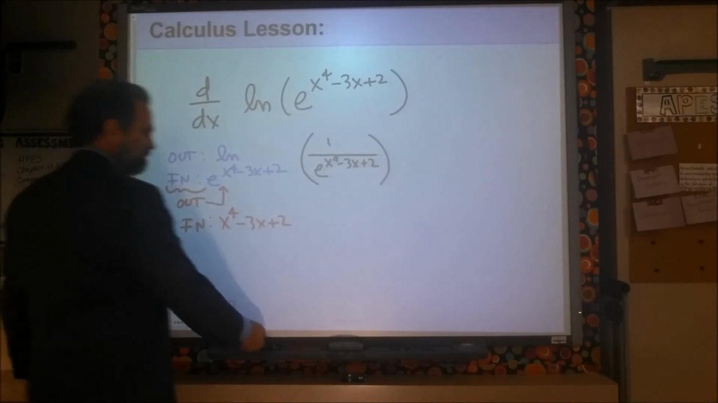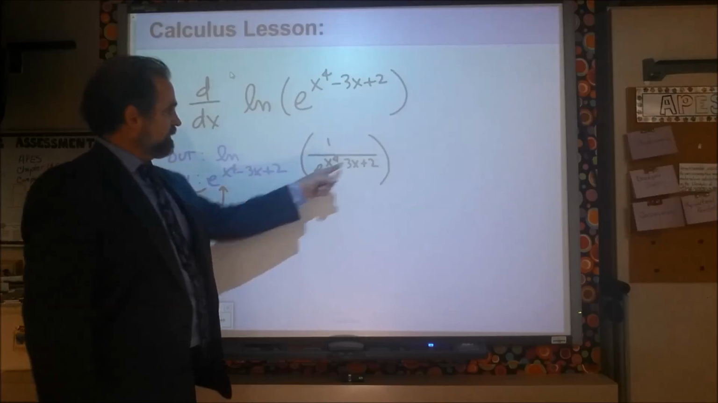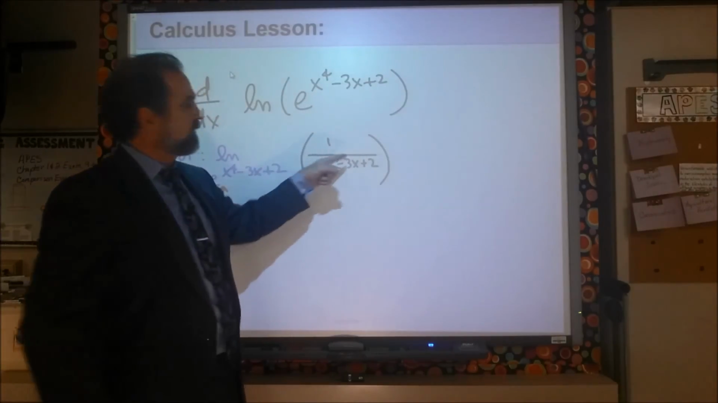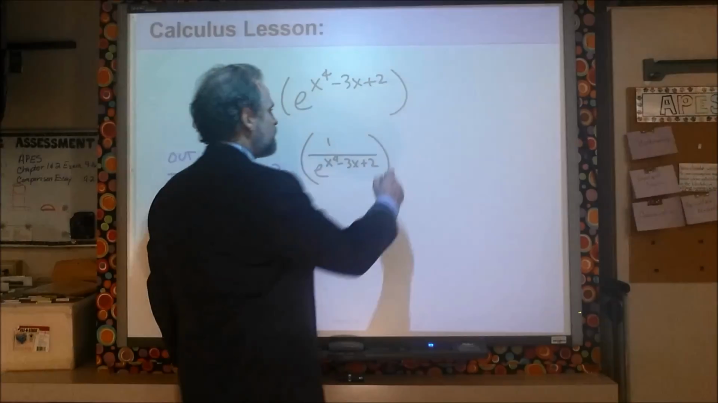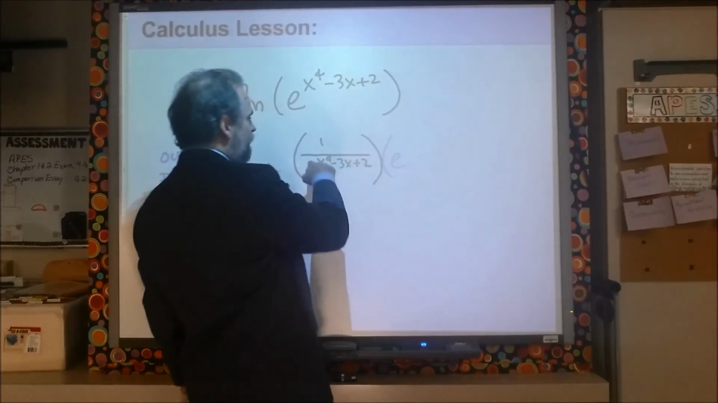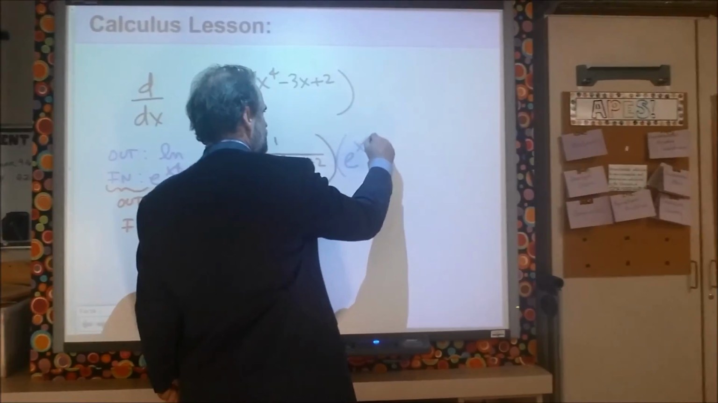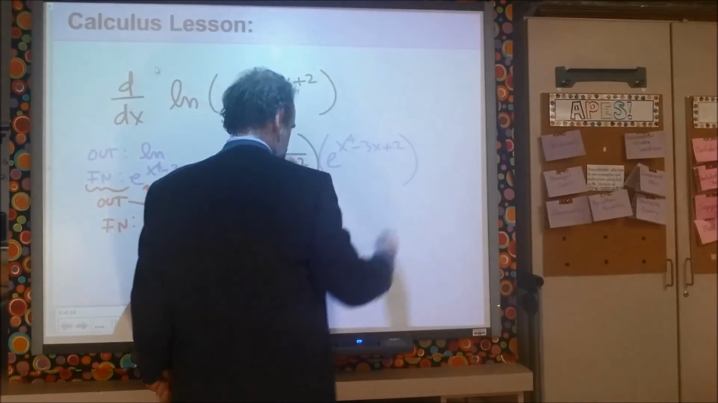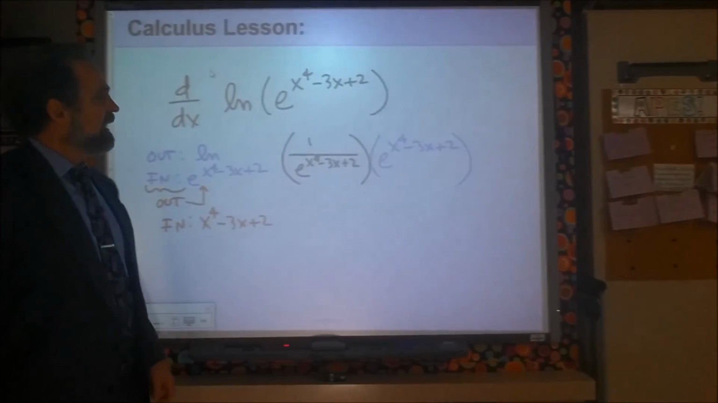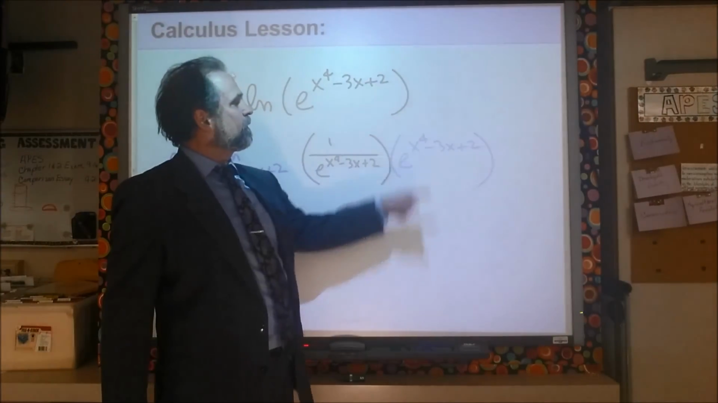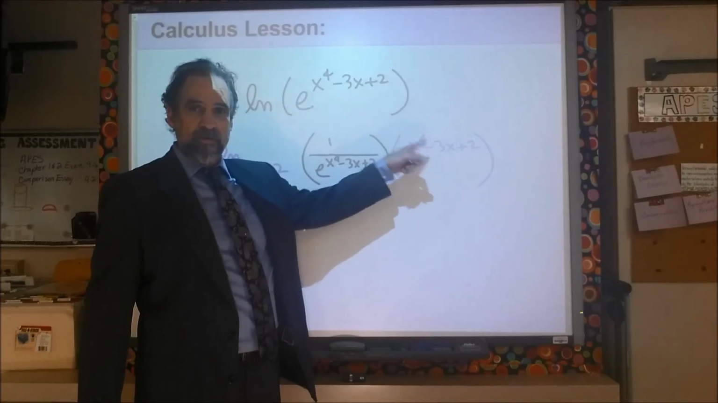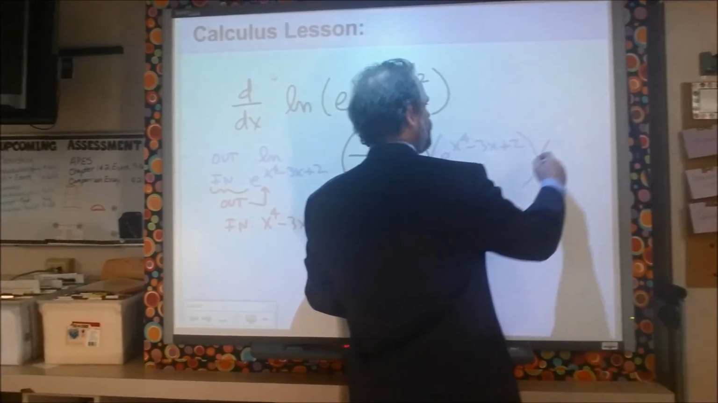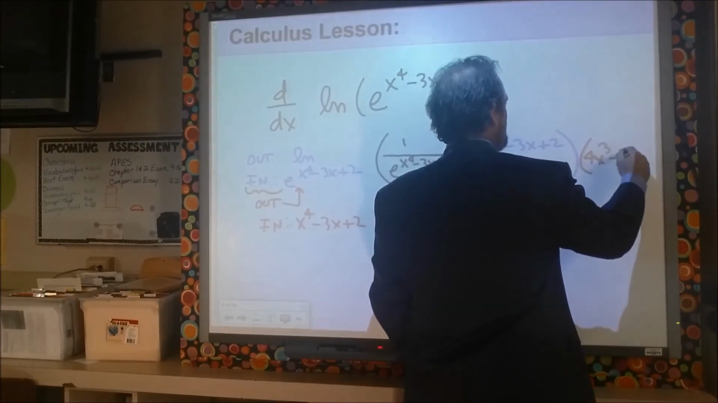Times the derivative of the inside. This is the inside. Its derivative, the derivative of e to the oomph, is e to the oomph, right? So underneath here I write e to the oomph, and oomph is x to the fourth, because I've got to do it with respect to its own inside, right? And now finally, that e to the oomph, I have to do d oomph, right? The derivative of that, and that's going to be 4x to the third minus 3.